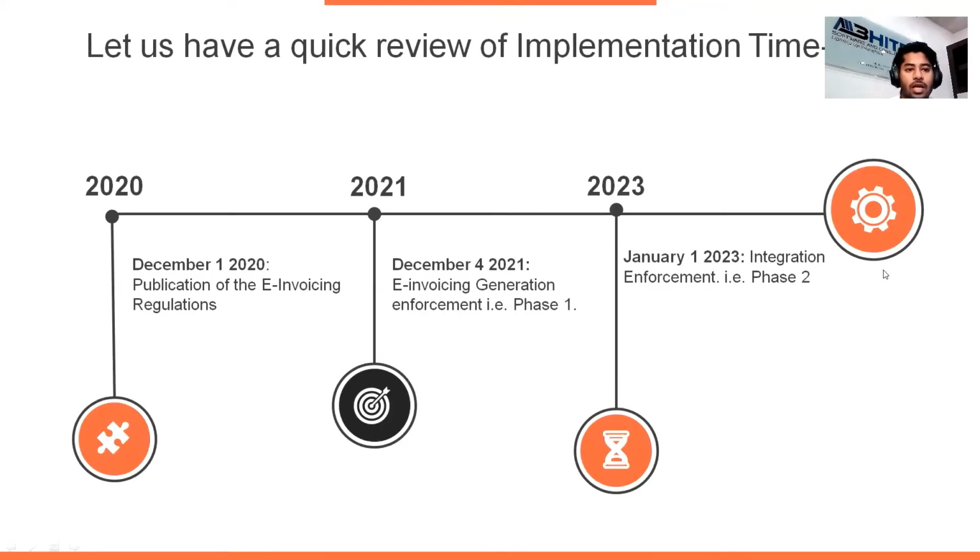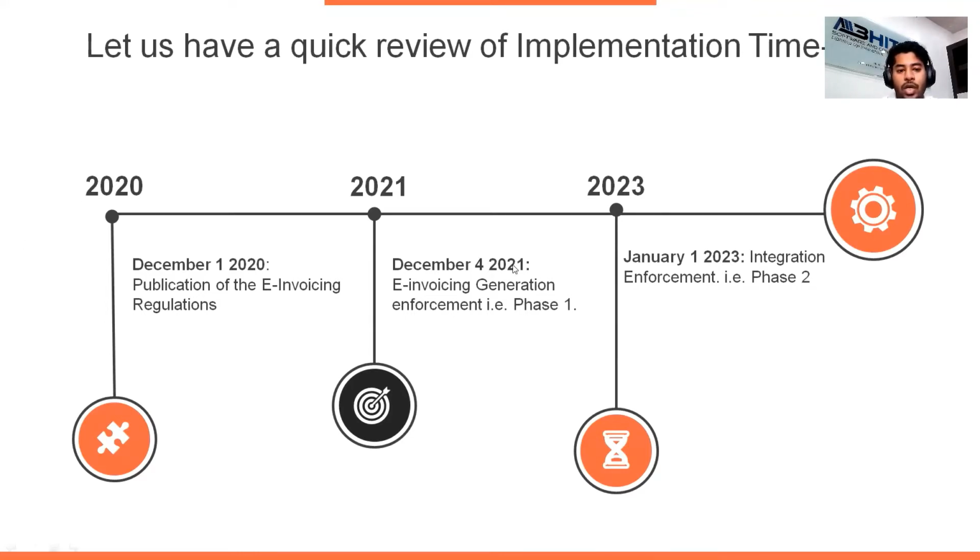So let us quickly have a review of the implementation timeline. December 1st, 2020: the publication of the e-invoicing regulation. Basically, the requirements regarding e-invoicing were published in 2020 by the ZATCA authorities, and this set an implementation timeline, basically what each phase is going to do and what e-invoicing is. All this documentation was done by the ZATCA on December 1, 2020.